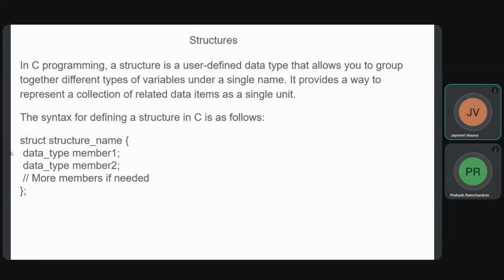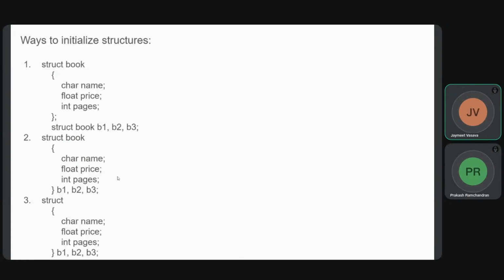So structure name, then within the curly brackets, and the last one needing the semicolon being added to end it, and the data members. So there are ways to initialize the structure. So these are three of them. So you can see struct book, then character name, float price, and int pages are its members, and struct book B1, B2, B3 are the instances of them.